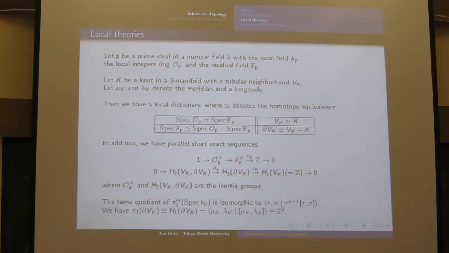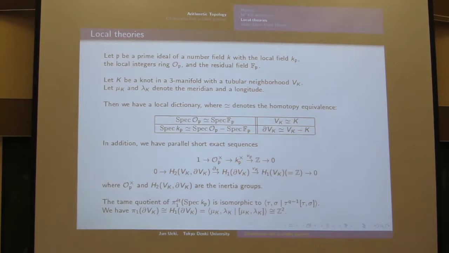For a knot in a three-manifold, we have a tubular neighborhood. Meridian and longitude generate the group of the boundary of the tubular neighborhood. We have an analogy of object and homotopy equivalence. In addition, we have an analogy of the variation map. The analog variation map is nothing but this induced map.